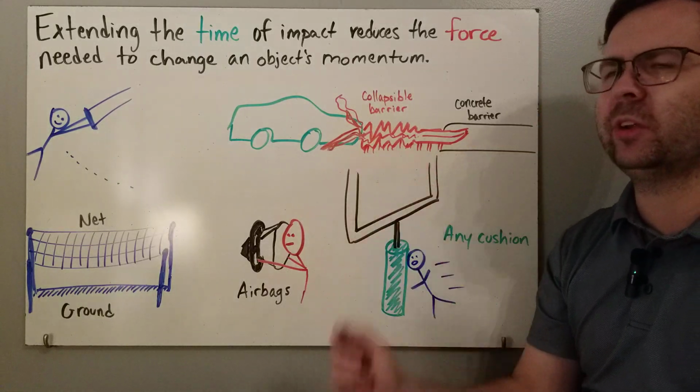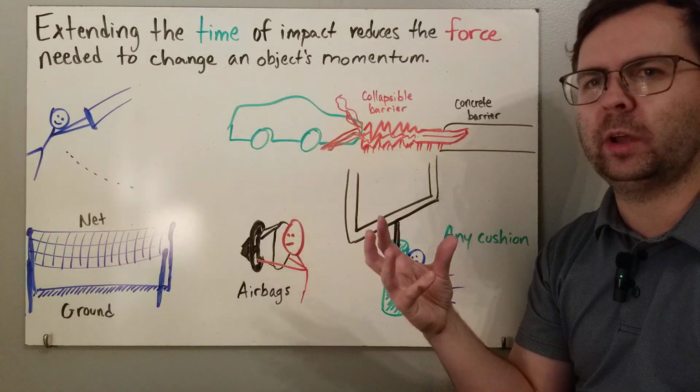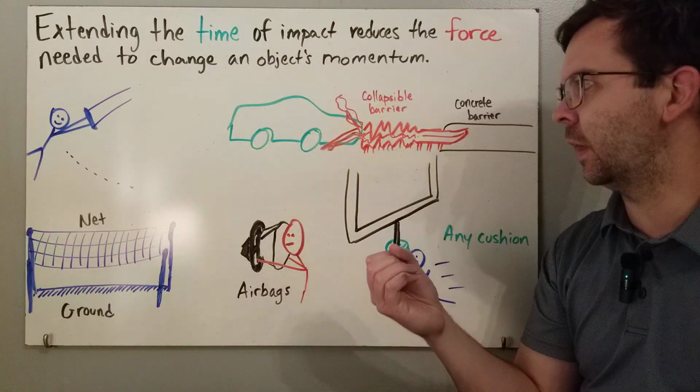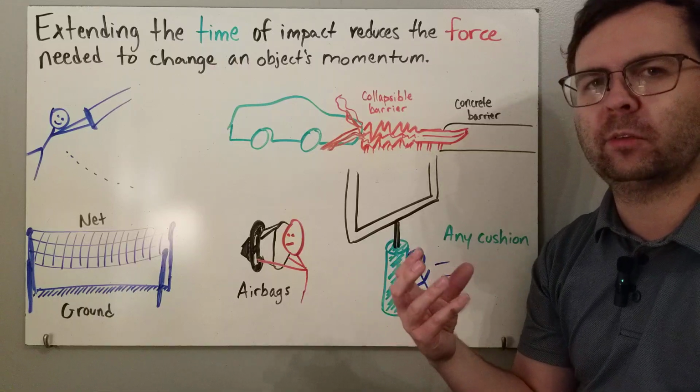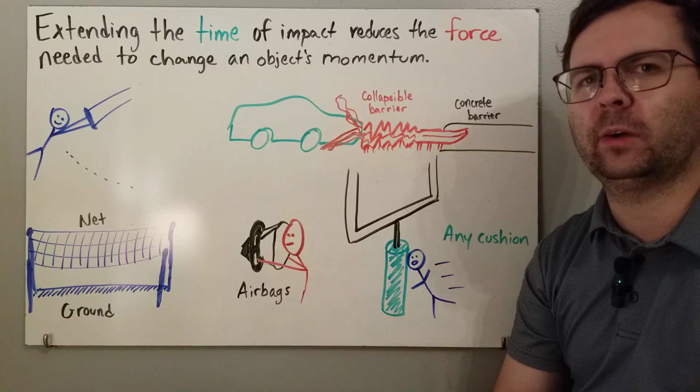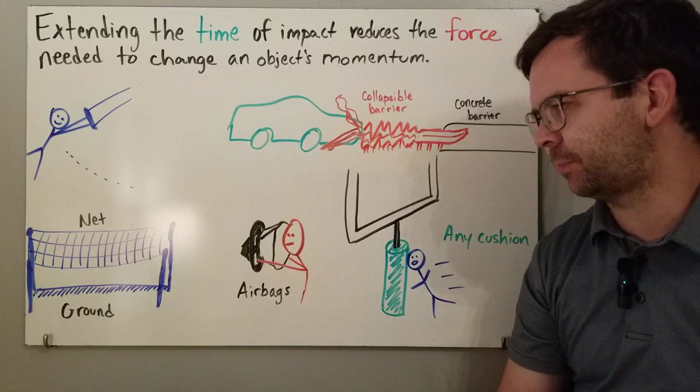So you'll see different variations of that. Cars themselves are very flexible and they bend a lot when they crash into other cars. And that's on purpose too, so that they have a greater amount of time to slow down, reducing the amount of force that it takes to slow them down.